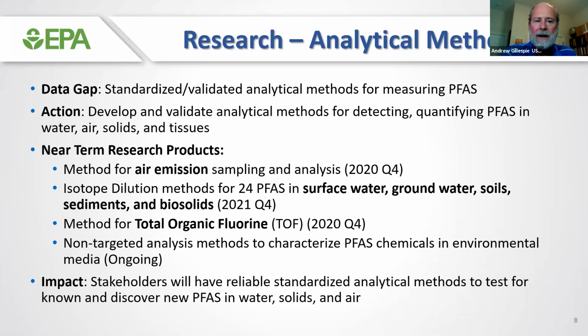I mentioned already the isotope dilution method for 24 PFAS in different water matrices. That should be available by the end of next year. We're looking at a method for what we call total organic fluorine. You could think of this as a litmus test. Rather than trying to discriminate which PFAS you have in a sample, this would simply tell you yes or no whether you have PFAS in a sample.